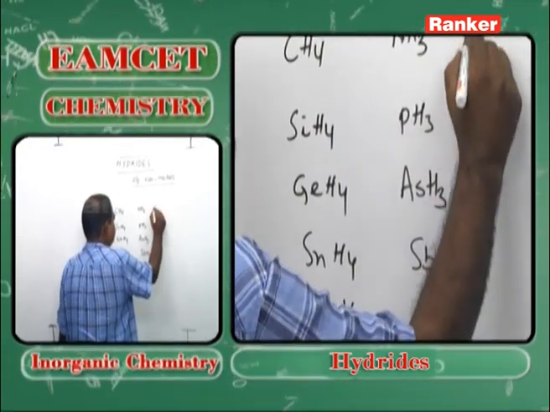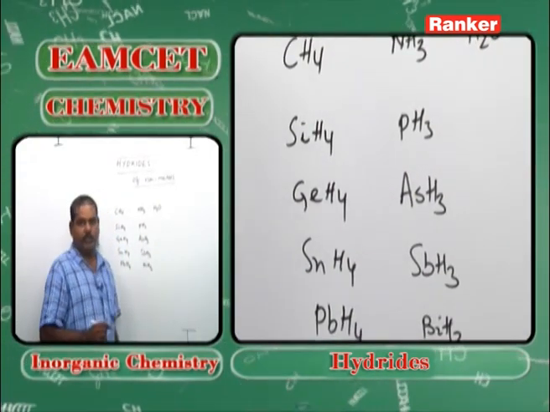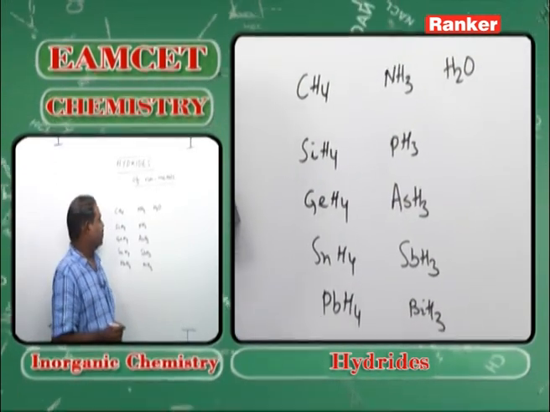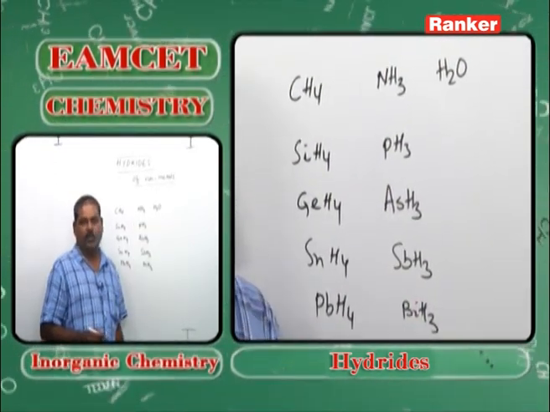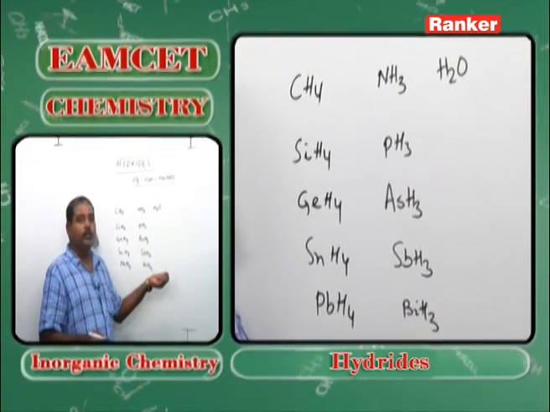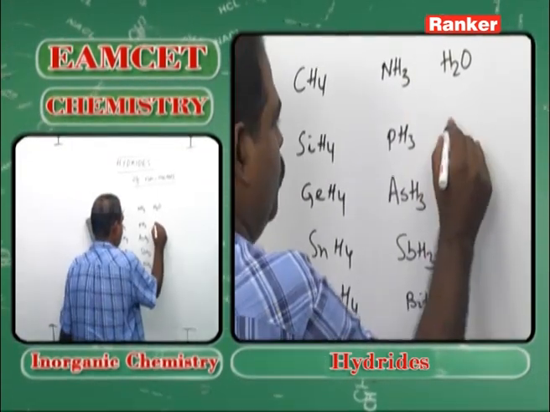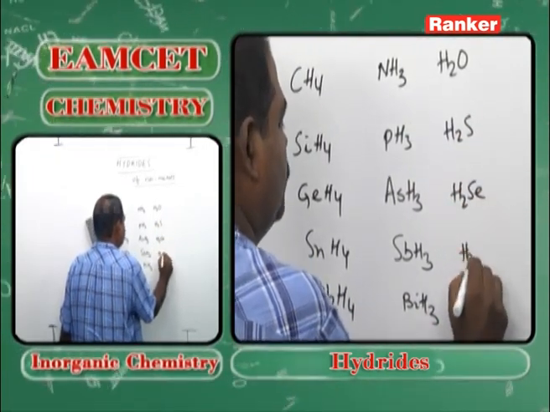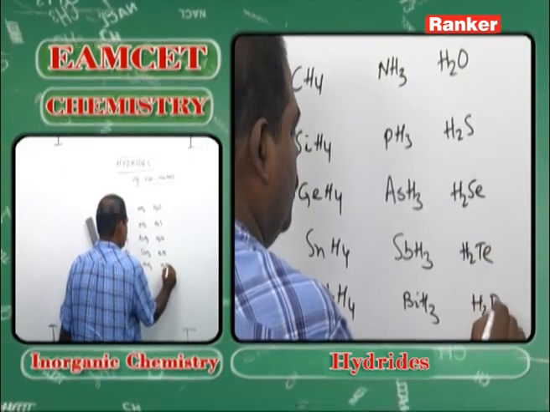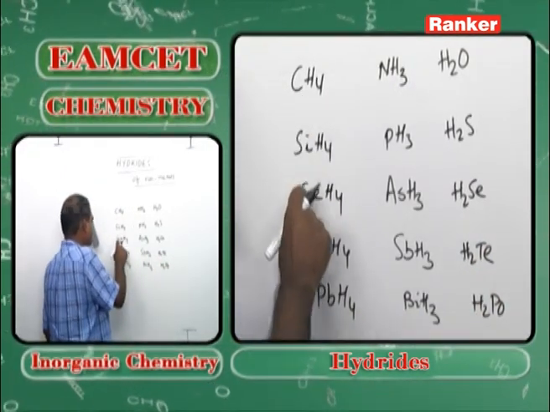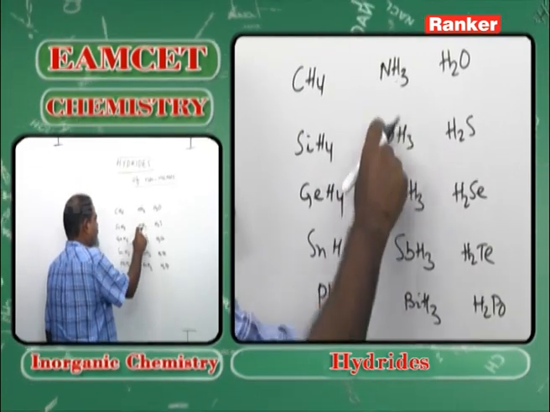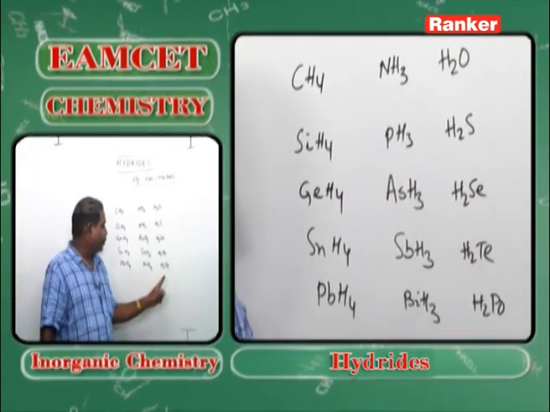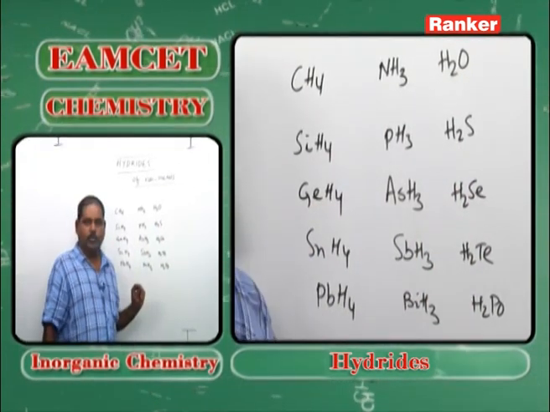And the hydrides of the sixth group: H2O, it is water. No point in calling it oxane. Of course, it may be called oxane, but there is no point because it is popularly known as water. Everybody knows water. H2O, H2S, H2Se, H2Te, H2Po. So, carbon, silicon, germanium, stannum, lead, nitrogen, phosphorus, arsenic, antimony, bismuth, oxygen, sulfur, selenium, tellurium, polonium. We have covered three groups.